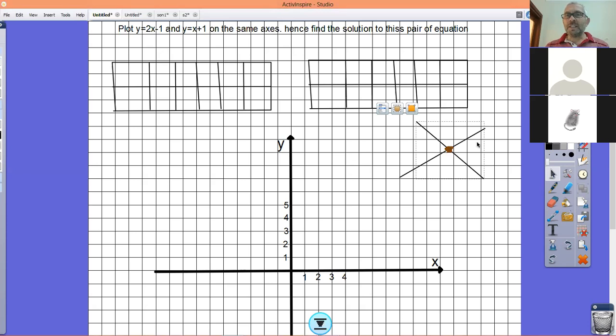Now, this line and the other line, if we write them together, will be simultaneous equations. Here we are going to find the solution with the help of the graph. Okay, I'm going to erase this part. Sorry, let's erase this.